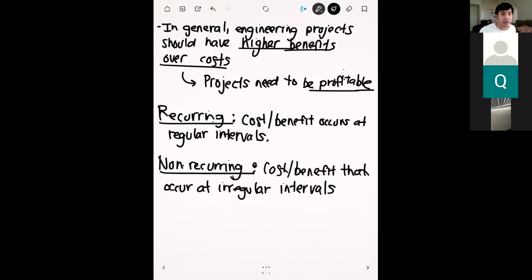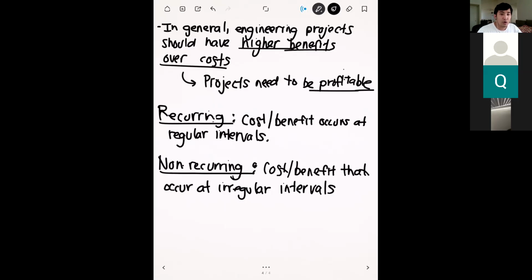Some costs and benefits that fall in this category would be one-offs. A lot of times when you start a new project, there's a certain amount of startup cost associated with it. You might have to buy some new equipment, or expand your lab space or something like that. So that would be a one-time cost, like you buy a piece of equipment.